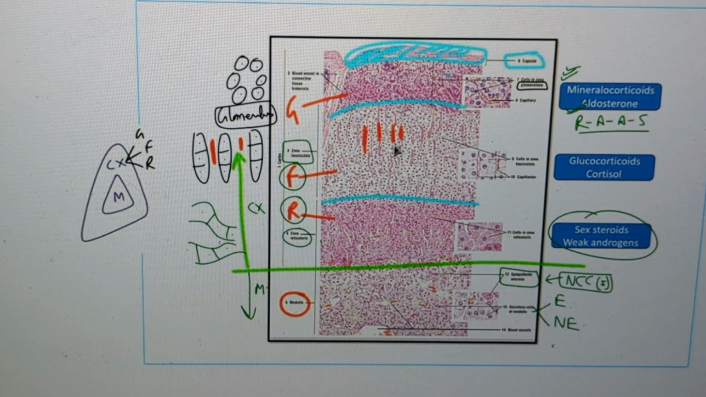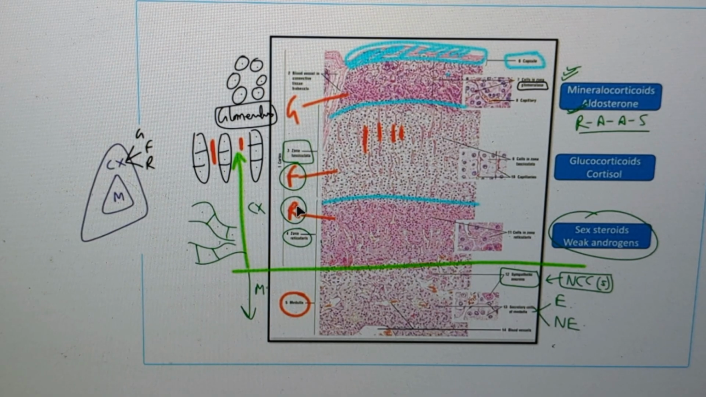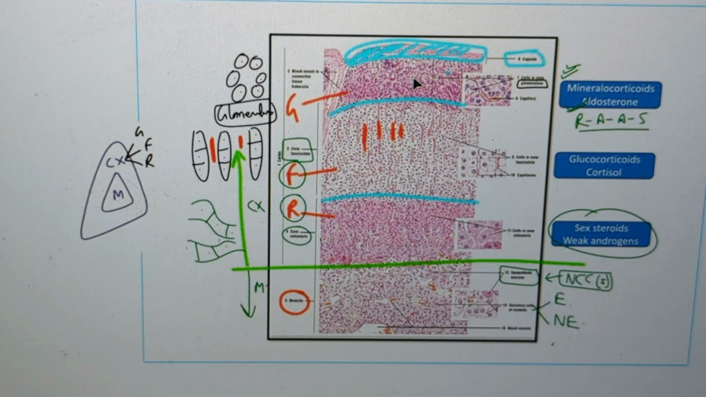Below the capsule lies the adrenal cortex, which has three distinct layers, remembered by the mnemonic G, F, R, which is not related to glomerular filtration rate. Firstly, G, the outermost layer below the capsule, notable by its dense nuclei. This region is called Zona Glomerulosa.